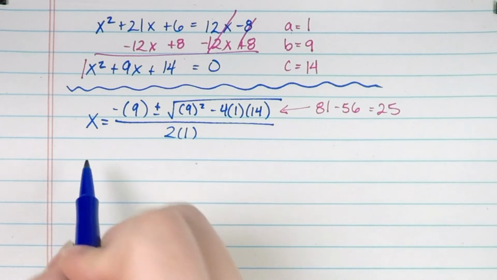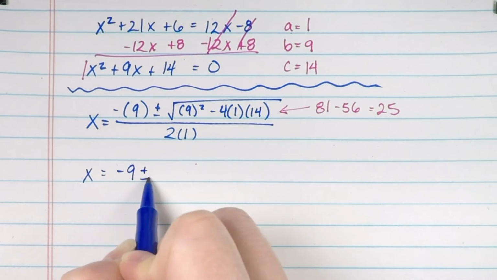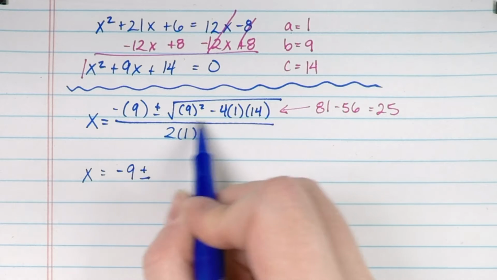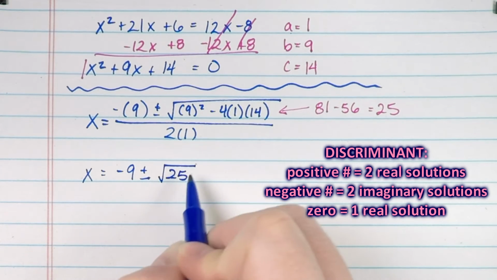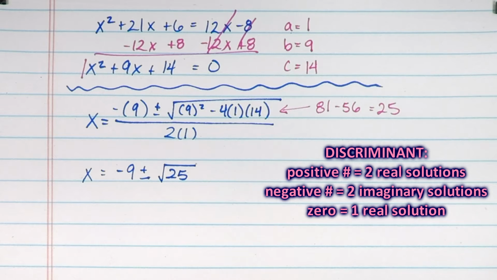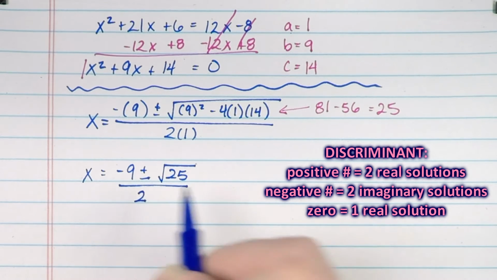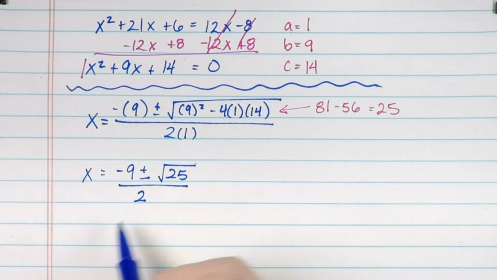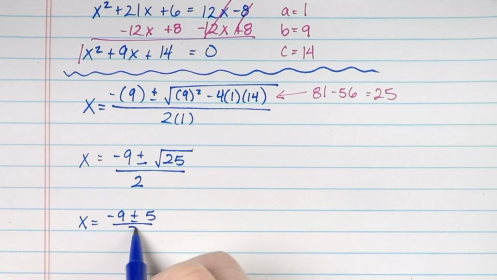Okay, so on my next line, if I simplify this, opposite of 9 gives me negative 9. Plus or minus square root, all of this under the radical, my discriminant came out to be positive 25. So I'll have square root of 25, which means I'm going to end up having two real solutions. And then it's all divided by 2 times a, and on the bottom, 2 times 1 just gives us 2. And if I simplify square root of 25, that will give us 5. So negative 9 plus or minus 5 over 2.